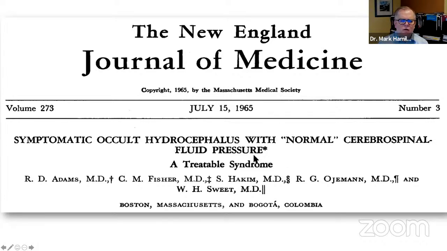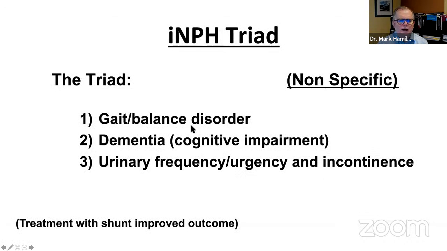And whether it's truly normal or not is not really relevant. It's identifying a group of people who didn't have super high pressures or high pressures, and they were treatable. They defined a triad. There are three components. There's a gait or balance disorder.